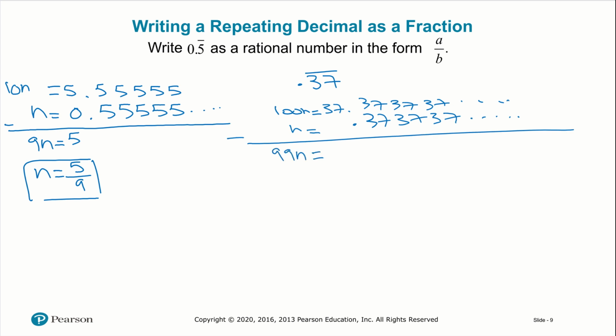Now when I subtract these two equations, what do I get? 99n equals 37, right? Because the rest of them are all going to zero out when we subtract. So there we have it. So we get n equals, divide both sides by 99, and we get 37 over 99. So again, the process works really simply if the repeatend comes right after the decimal point. Let's see what we have to do if it doesn't.